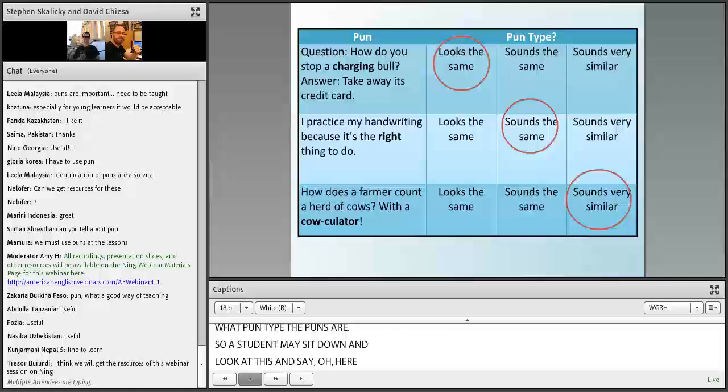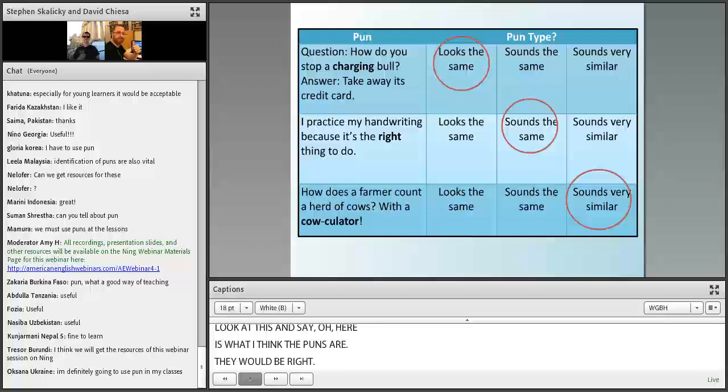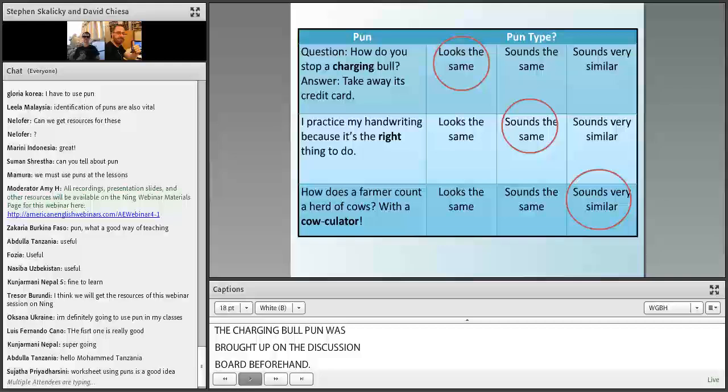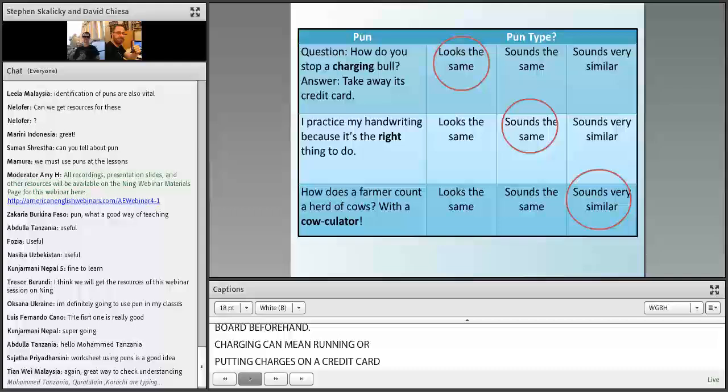You can see the calculator pun that we opened the webinar with down there is a sounds very similar pun. The charging bull pun was actually brought up on the discussion board beforehand, and charging can mean either running or putting charges on a credit card to spend money. And then the middle pun is playing with the way that the word write, as in correct, and write, as in to write something, sounds the same.